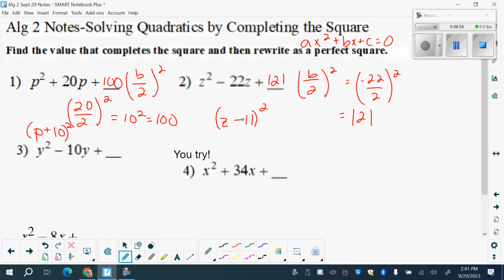So number 3, again, we're going to take our b over 2 squared. So Nate, what's our b? Our b is -10. So we're going to take our -10, divide it by 2, and square it. And then what would we get, David, when we take -10 divided by 2 squared? -5 squared, which is 25.